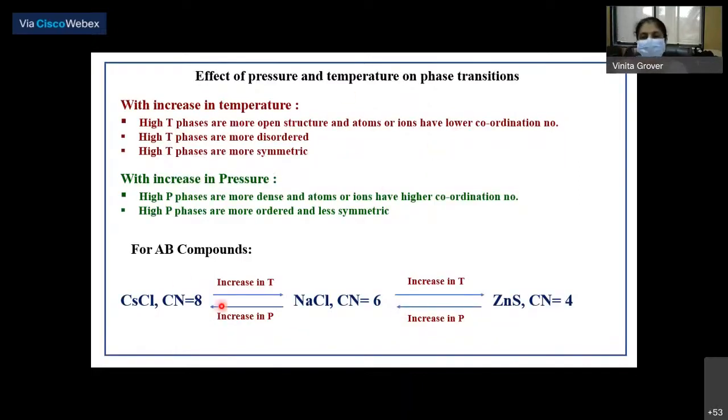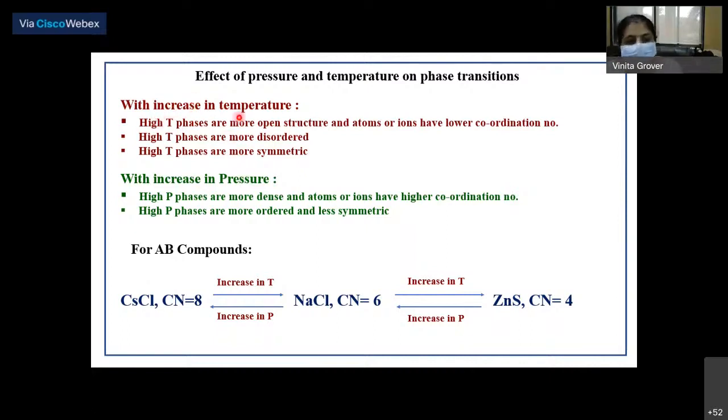Okay. Now, the effect of pressure and temperature on phase transitions. Again, there's nothing to memorize in this. You only have to be open to what will happen. As you increase the temperature of a material, what will happen? It will expand. So it is very obvious that suppose a material is undergoing phase transition, and it has a low temperature phase and a high temperature phase.